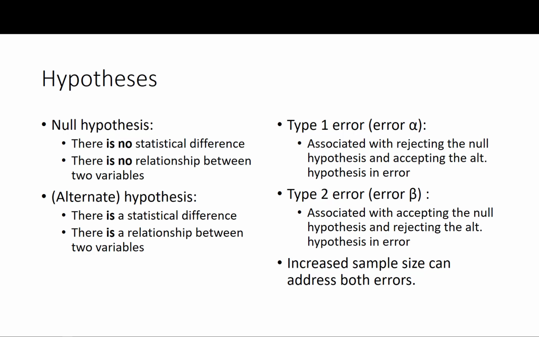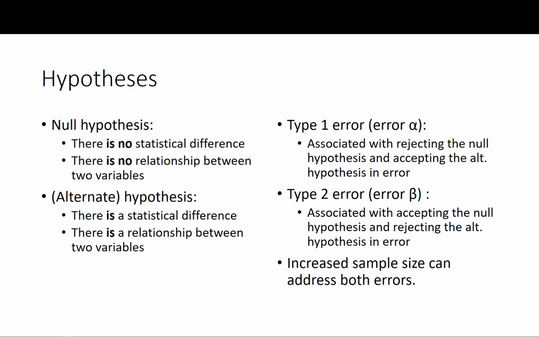In reporting our statistical significance, we need to be aware of two types of errors: error alpha versus error beta, or type 1 and type 2 error. Type 1 error is when we reject the null hypothesis and accept the alternate hypothesis when in fact it is not actually true, as in we accept that there is a difference when in fact there isn't a significant difference, or there is no significant relationship.